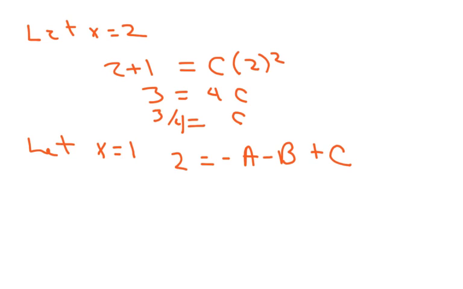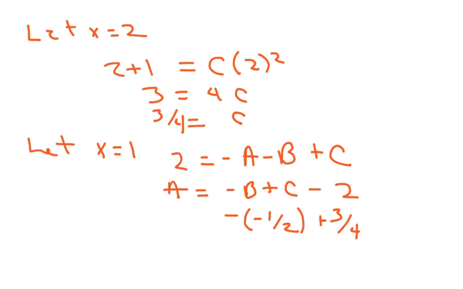Now remember, we already have, what are we looking for? We're looking for A, because we already have B and C. So what I'm going to do is add the A over here and subtract the B over here. So I'm going to have A equals negative B plus C minus 2. We already know what B and C are. B is -1/2, sorry, and C is 3/4. Then we subtract the 2, and what we're going to get is -3/4. So now we have our A and our B and our C.